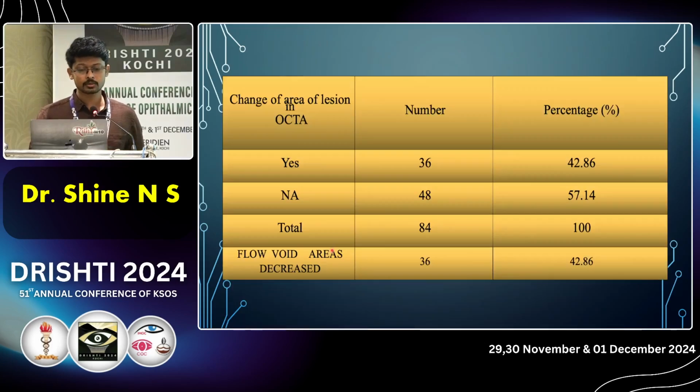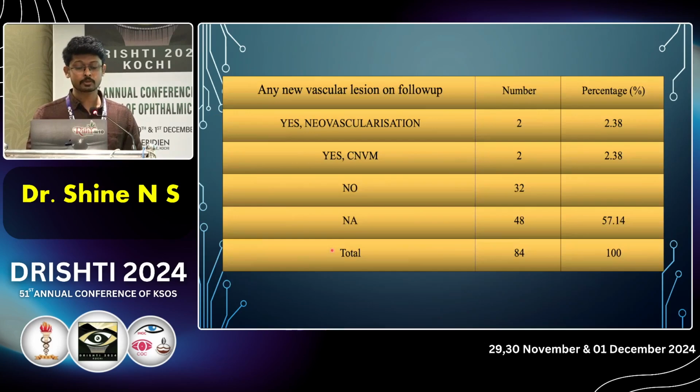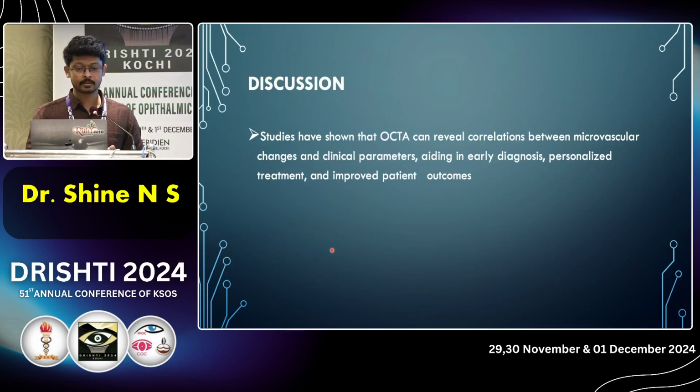We could also note the change of area in subsequent OCTA, and the main finding of flow void areas decreased in subsequent follow-up. It decreased in 42% of patients, and it correlated with the best corrected visual acuity, which improved with the improvement in the area. And we could find neovascularization and CNVM in follow-up visits in patients before the symptoms appeared. Further similar studies revealed correlation between microvascular changes and clinical parameters, aiding in the early diagnosis and management of uveitis.